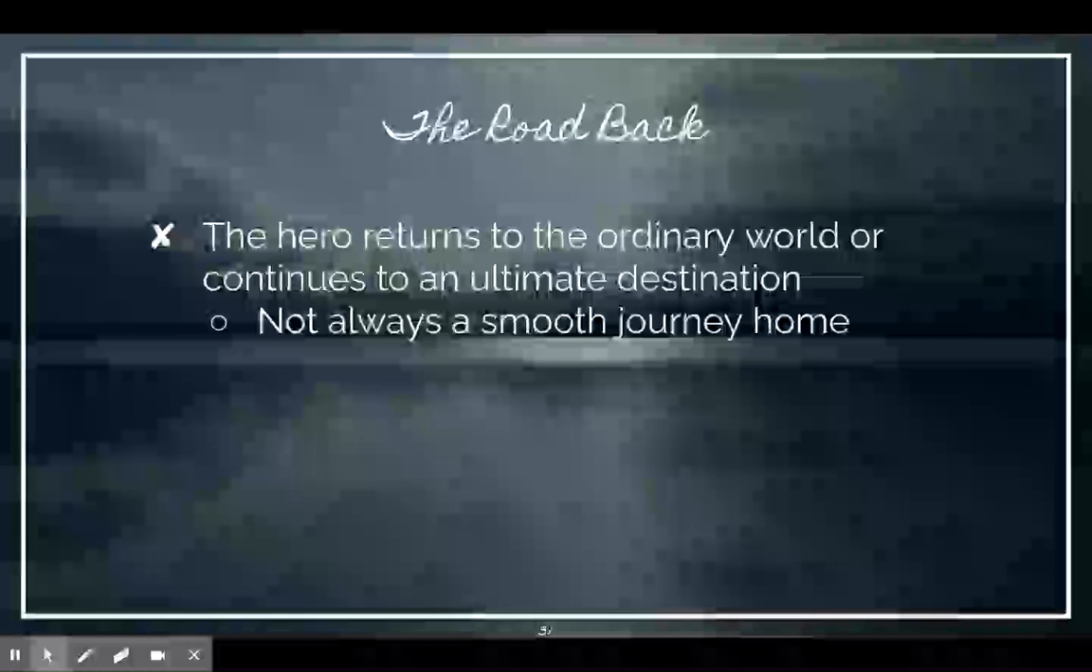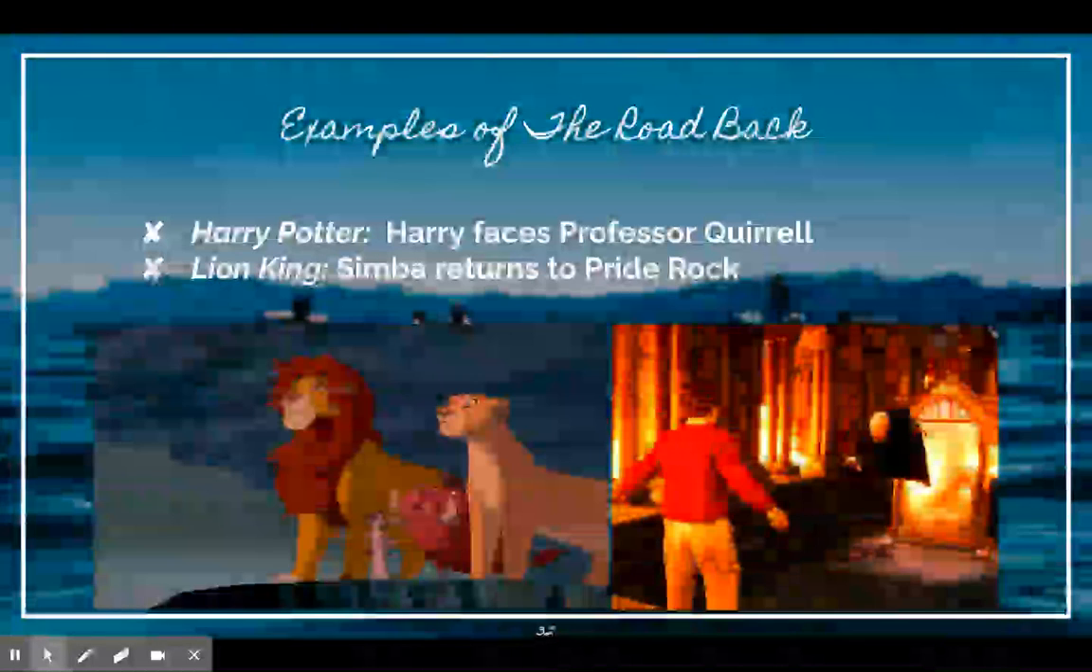This is where the hero returns to the ordinary world or continues to an ultimate destination. So there are some examples where they don't actually go home, but they go on to a new destination. It's not always a smooth journey, though. So I know we read a little bit of the Odyssey earlier in the year. Odysseus faces a lot of trials and tribulations on his way home. So the road back is not always smooth. There can be more conflicts and more tests and things on the way home.